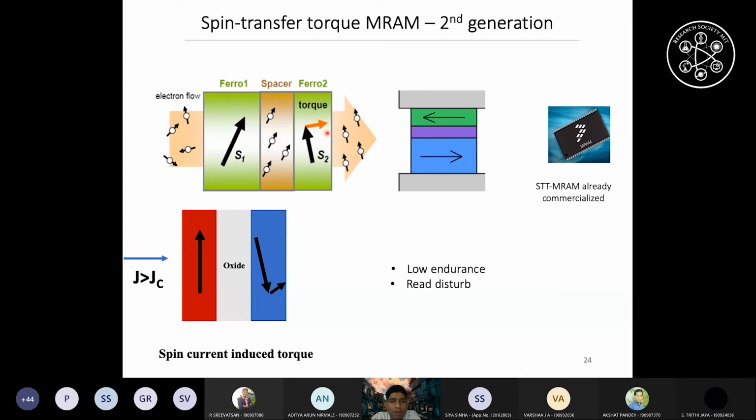So it's a cost. And again, for reading also you have to pass current, right? If you want to see if it is storing 1 or 0, you will pass current and see if it is a high resistance state or a low resistance state. So those problems are there.